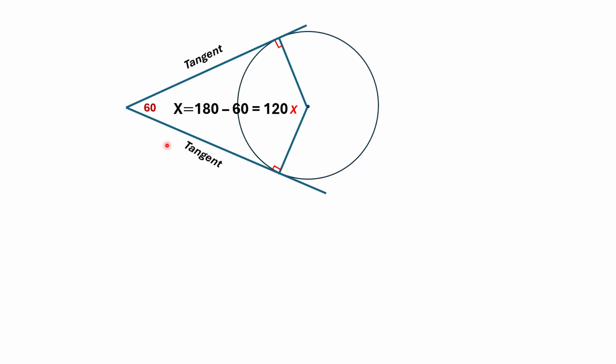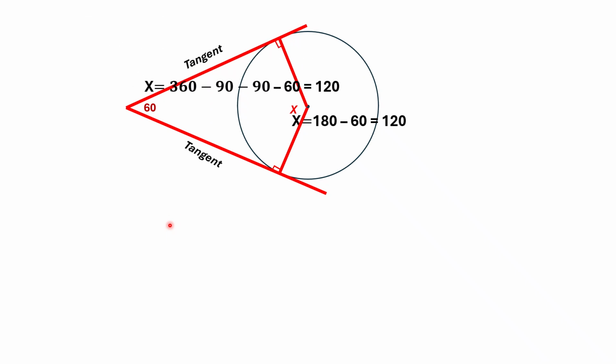Okay, if you don't understand it, look at this four-sided shape here. Every four-sided shape, the sum of the angles is 360, isn't it? So this plus this plus this plus this should make 360. So you can just do 360 minus 90 minus 90 minus 60 is going to give you 120. So the easier way is just do 180 minus this one. Okay, that's it for this part.